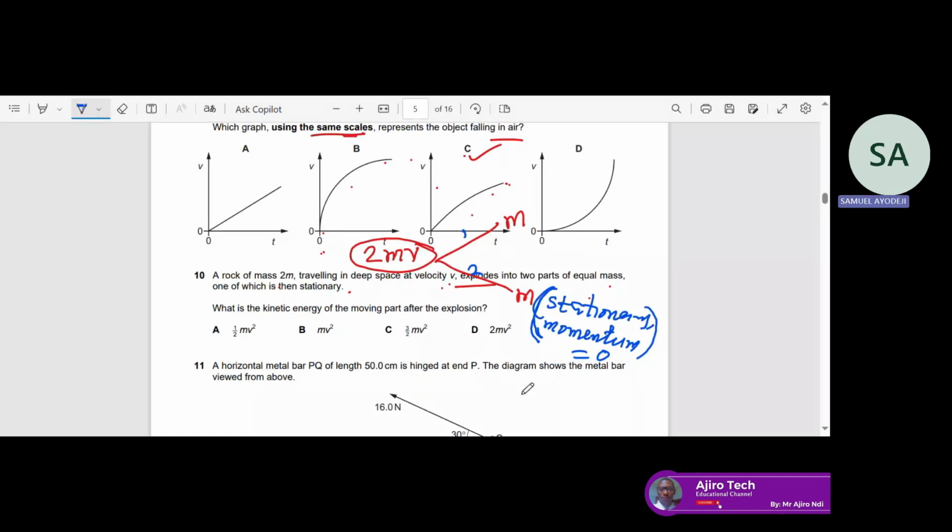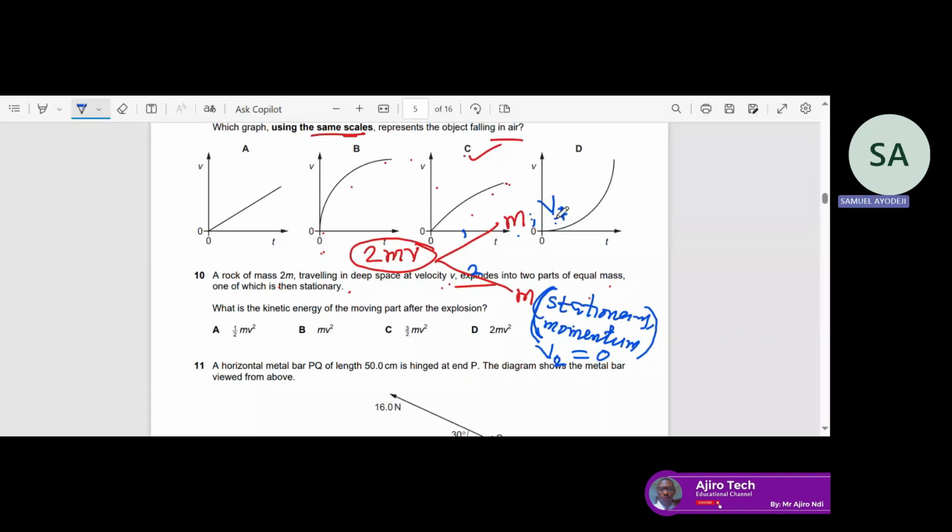Now, velocity of this one we don't know. The velocity of this one, let me call it v1. Velocity of this one, let's call it v2. So we know this one is zero. Object 1, object 2. That is zero. So what are we looking for? What is the kinetic energy of the moving parts after the explosion? The moving parts. So this one is moving, this one is stationary. Let's look at the velocity of this one first.